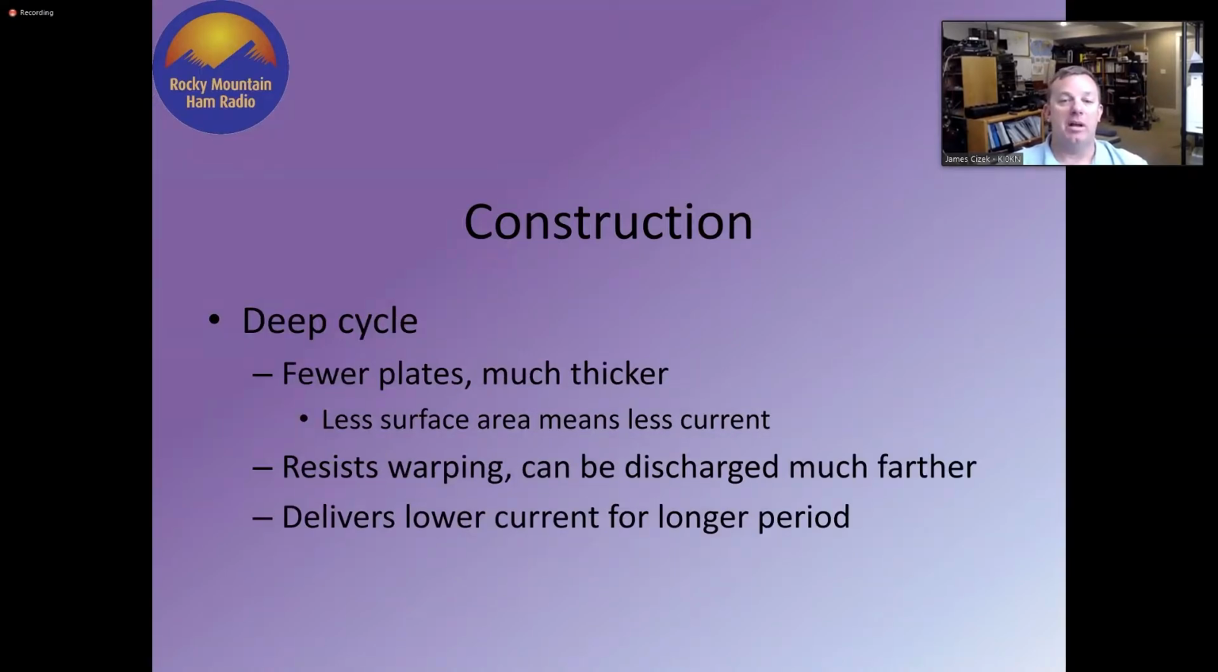Now, a deep cycle battery has fewer plates and they're much thicker. It does mean that they're usually not able to deliver as much of the heavy current, but the plates are thicker, so they resist warping and they can be discharged further than a starting battery. They deliver lower current for a longer period of time. And just for rough numbers, a deep cycle battery, to keep it healthy, you should never discharge it more than 50%, and a starting battery should never be discharged more than 20%.